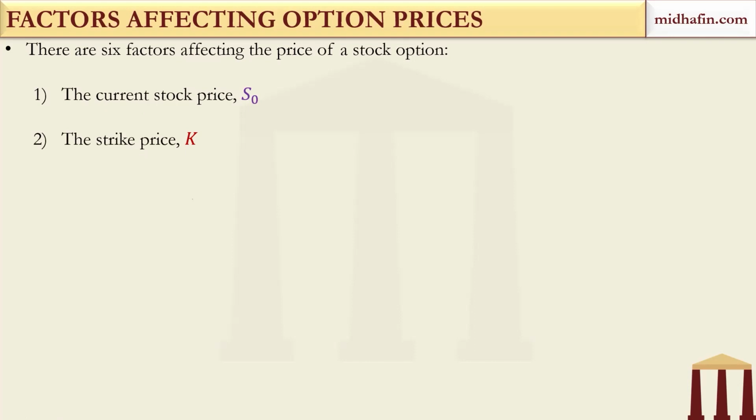Okay, consider two different options. Let's say there is call option 1 and call option 2. Both have the same maturity, let's say 3 months, and both are on the same underlying asset. So the underlying asset volatility, the current stock price, everything is the same for both. The only thing that is different is the strike price. One has a strike price of, let's say, 50, the other has 55. So what will be the difference in the prices?